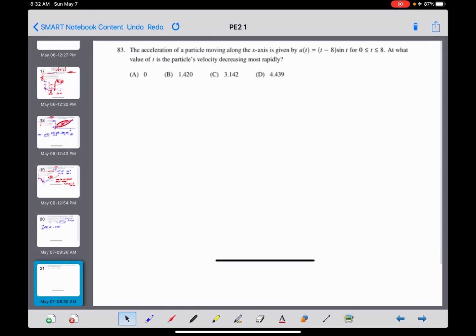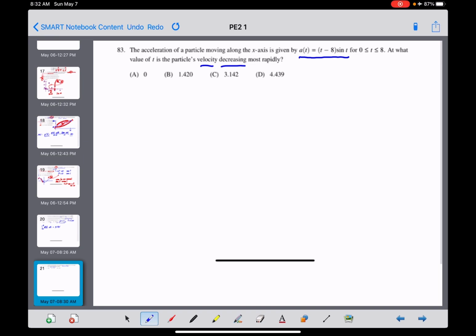Number 83 is a problem that we didn't do great on as a class, and I would guess that the issue most of us had here was trying to interpret what exactly was the connection between the function that they gave us, which was an acceleration function, and what it was they were asking for. What's the value of t where the particle's velocity is decreasing most rapidly?